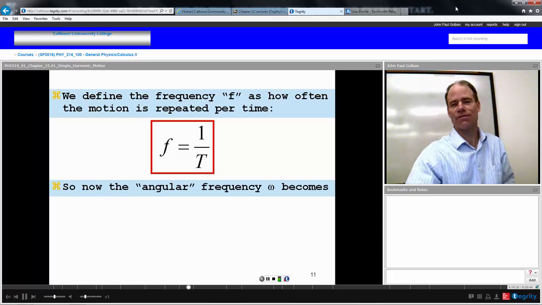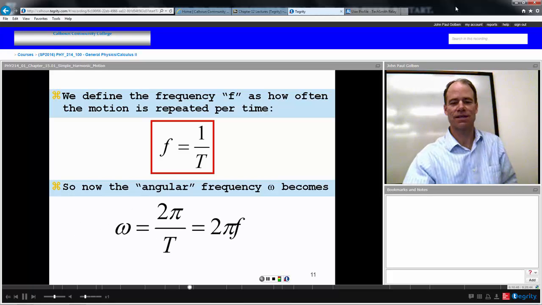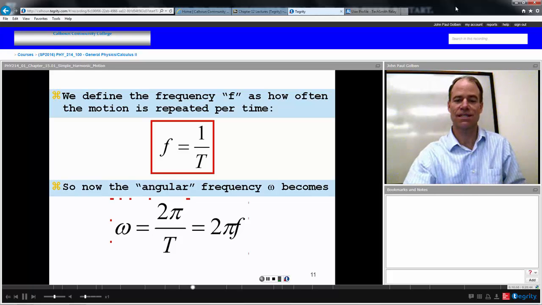So now we define the angular frequency, omega, as being 2 pi over the period, or 2 pi times the frequency. So the angular frequency is 2 pi radians times the frequency. And that's what omega is.